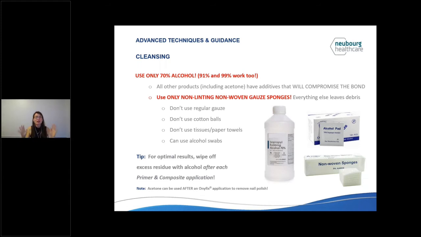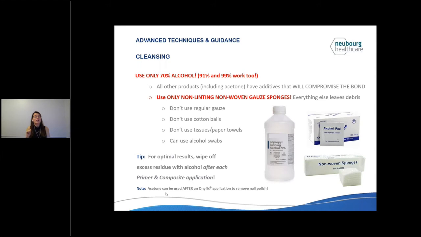And it's different. You have to remember, guys, Onyfix is different. Our primer, you don't want to keep the residue on, ideally, because wiping it helps optimize the bond. So please differentiate it from other nail products where that residue is desirable and you would like to keep it on instead of wiping it off. So, a little extra optimization tips for you.